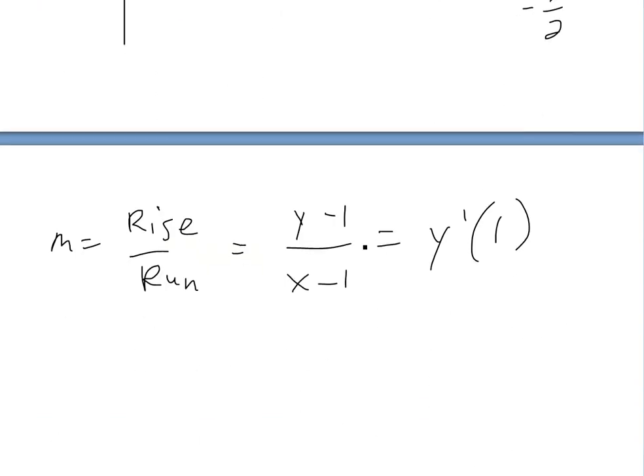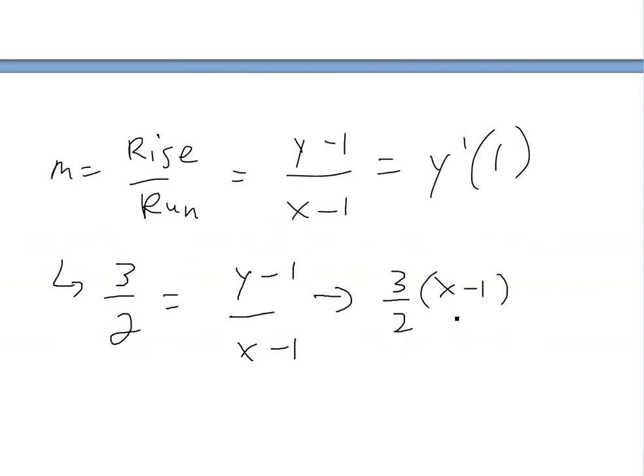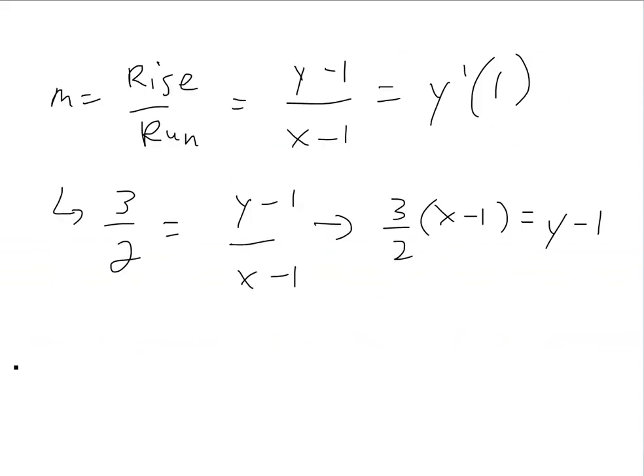So we know what m is, so we just go 3 over 2 equals y minus 1 over x minus 1. So for any x value, we can find the equation of a line, and in this case we just solve for y. So we'll get 3 over 2 times x minus 1 equals y minus 1. Simplified further, we'll multiply that 3 over 2 inside, times the x, minus 3 over 2, and then plus a 1, bring this onto the left side, equals y right here.